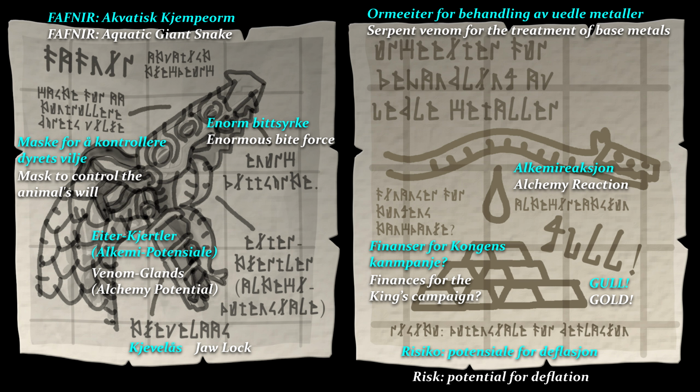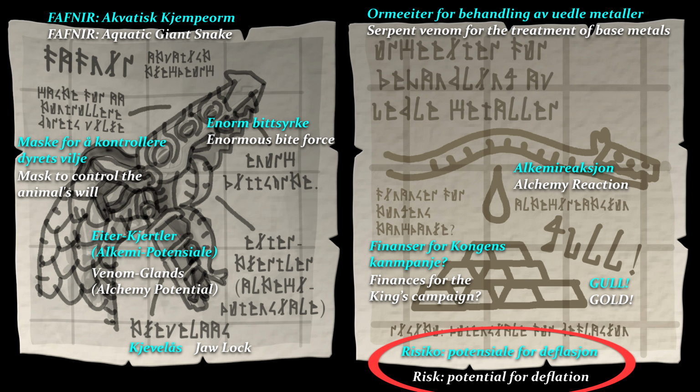Galvan drew a couple of diagrams that provide more detail. The serpent's name is Fafnir, aquatic giant snake. Masked to control the animal's will, enormous bite force, venom glands, alchemy potential, jaw lock, serpent venom for the treatment of base metals, alchemy reaction, Gold! Finances for the king's campaign?